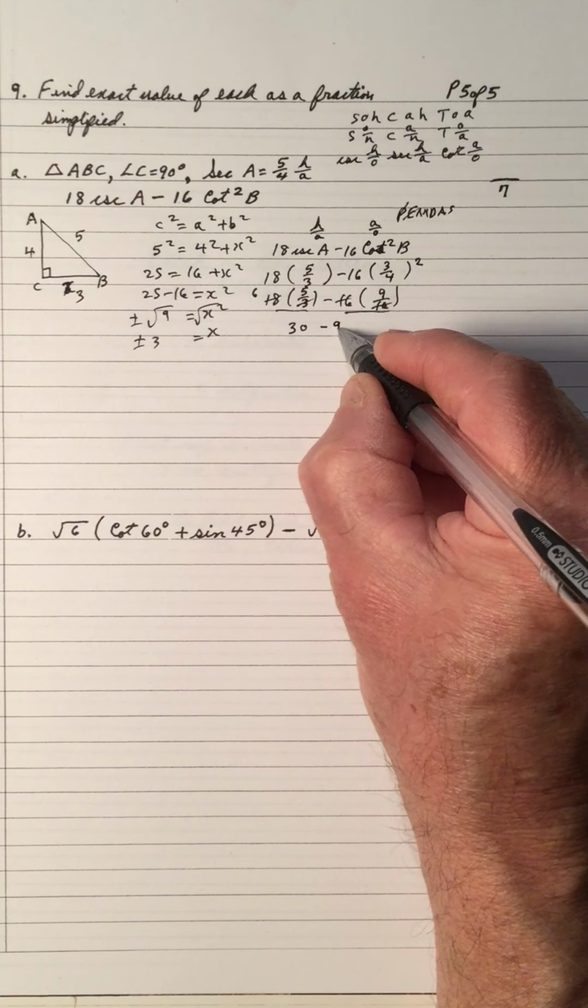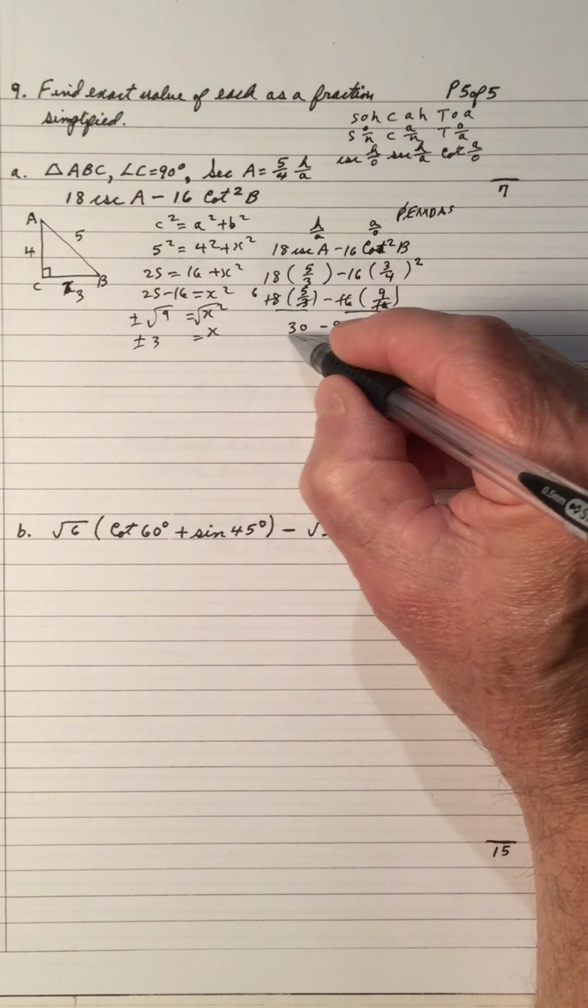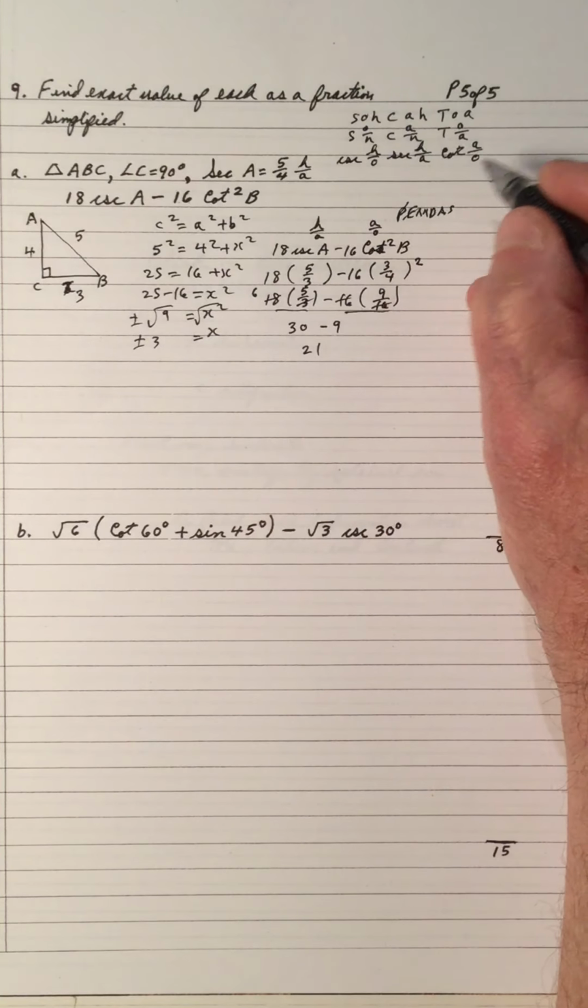16's cancel, I got negative 9. And it works out to be a 21. So I did the multiplications, got subtraction, I got a 21.